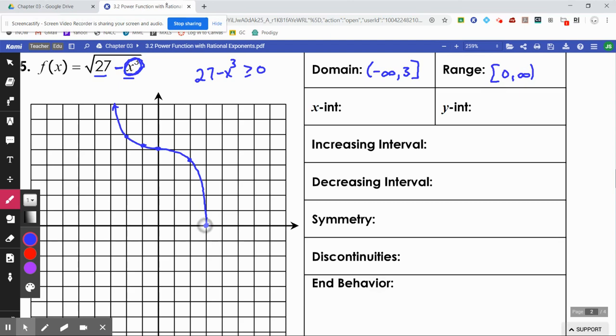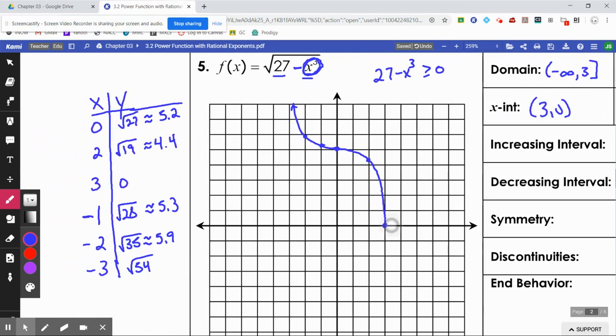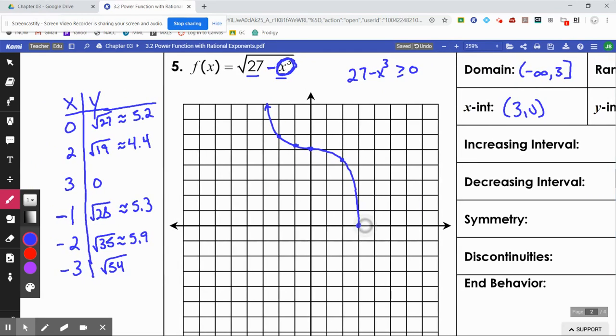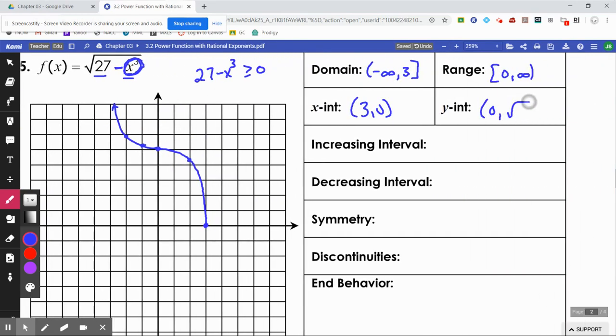My x-intercept, I do have an x-intercept here. My x-intercept is located at (3, 0). My y-intercept is located at (0, comma, I believe that was 5.2, or you can put 0, root 27.